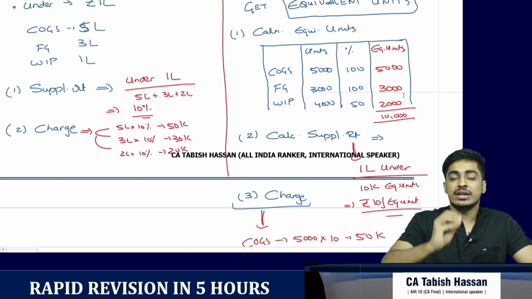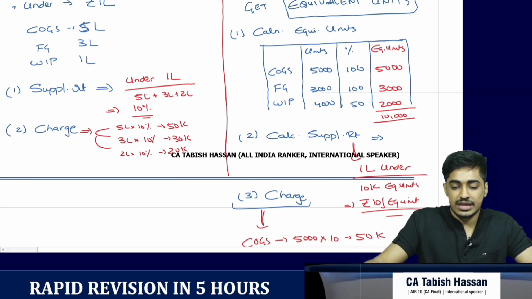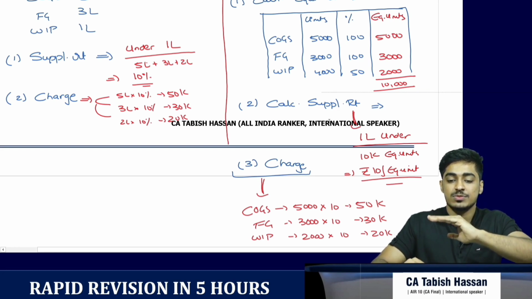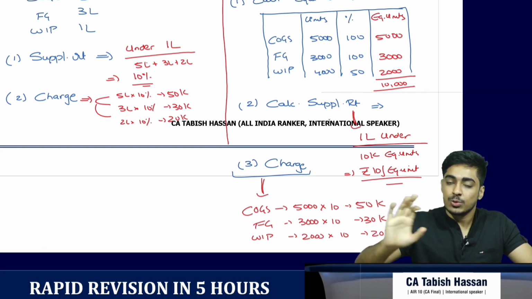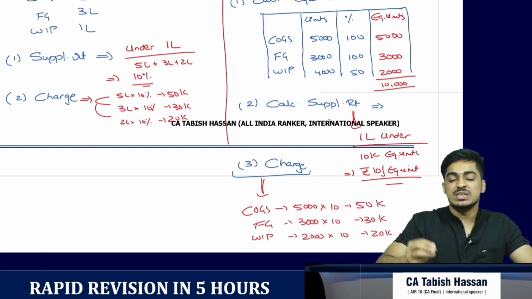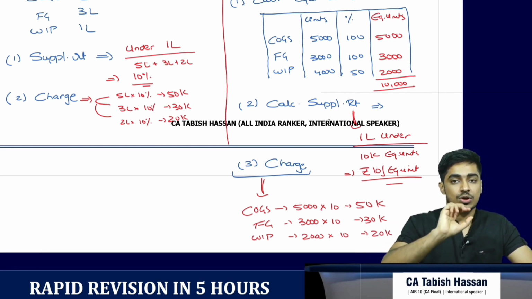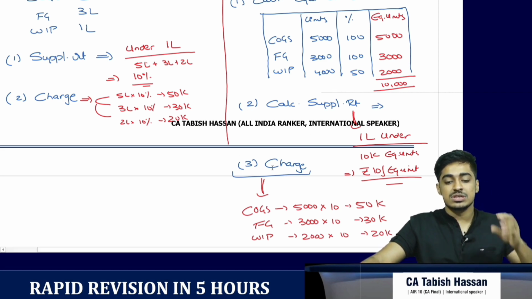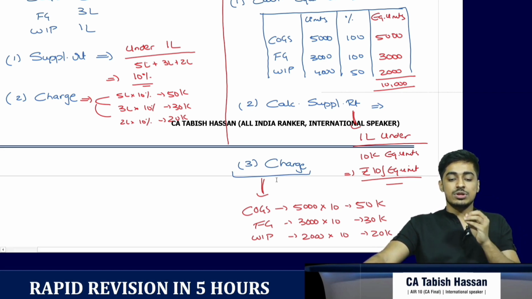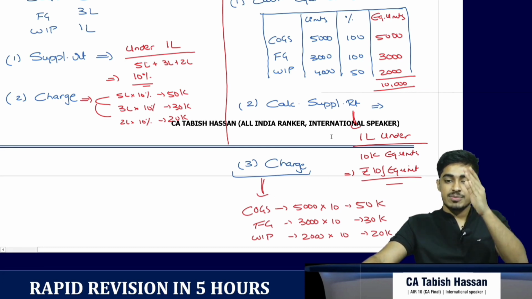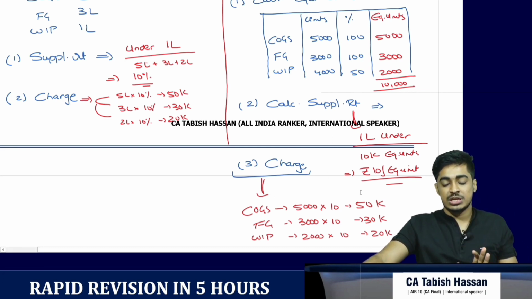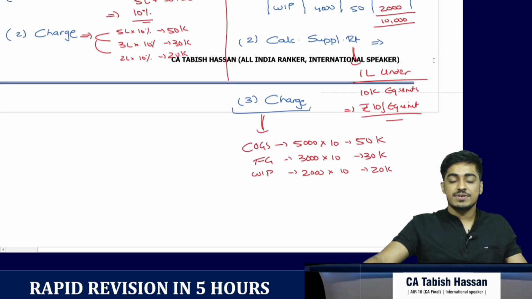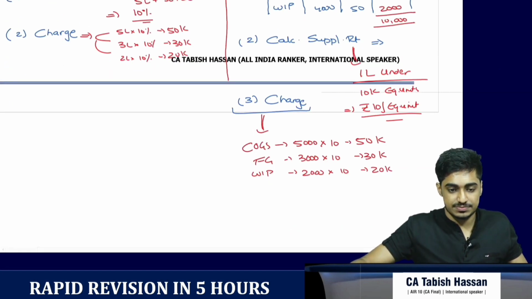So assume the equivalent completed units is 10,000. And now we have to calculate the supplementary rate. It is 1 lakh under or over absorption divided by 10,000 equivalent units. We get it as rupees 10 per equivalent unit. So we got the supplementary rate. Now we have to charge. Again, for those 3 accounts, cost of goods sold, finished goods and work in progress, based on the equivalent units into cost per equivalent unit, we charge it using the supplementary rate. Clear? With this, we are done with the chapter overheads.